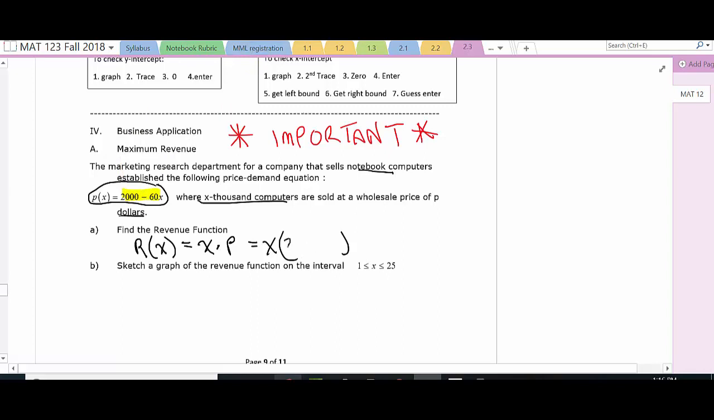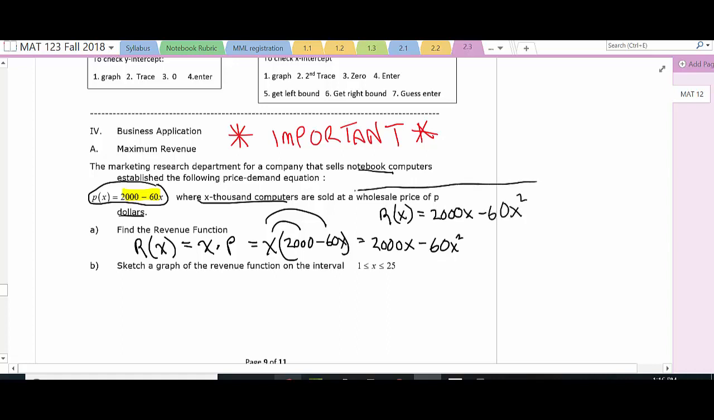That's called a price demand function. So it's 2,000 minus 60x, okay? Do a distributive property like this, so that's going to give 2,000x minus 60x to the second. So that means the revenue function, there's nothing to finding a revenue function because I'm going to give you a price demand function. At this stage in the class, that's a given. You just got to know you take X times P and you got it. And that revenue is going to model how the revenue is changing as we produce different amounts of computers. So that's how we do that.